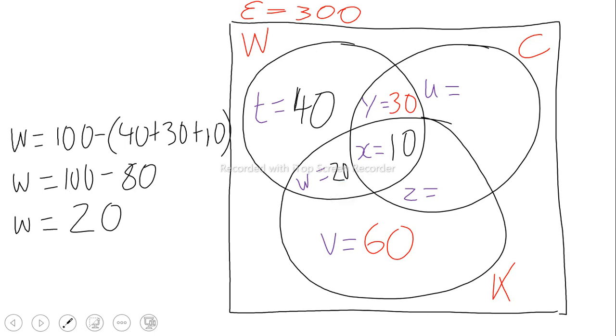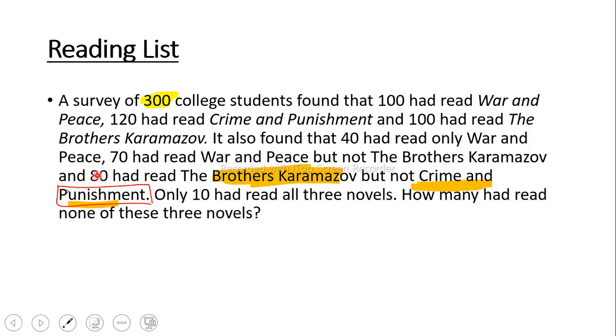Any other questions? You could repeat how you got 60 again. How I got 60 again. Okay. Remember, they said that 80 had read the Brothers of Karamazov, right? But not Crime and Punishment.